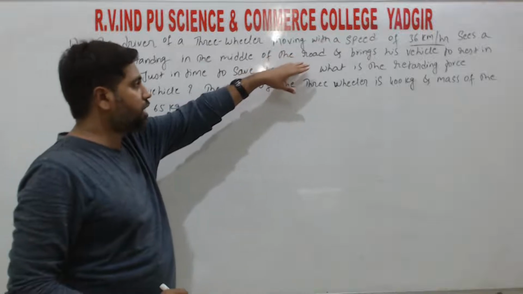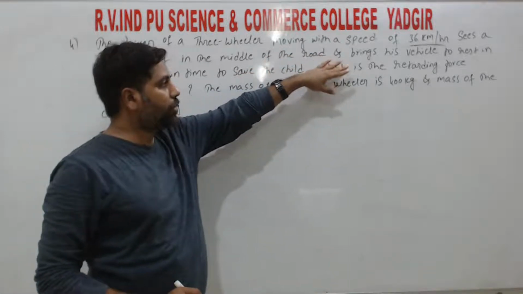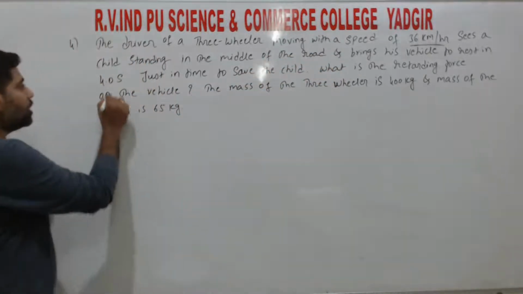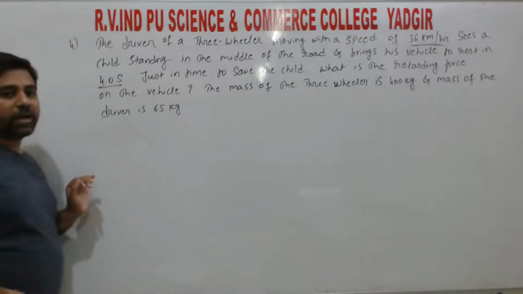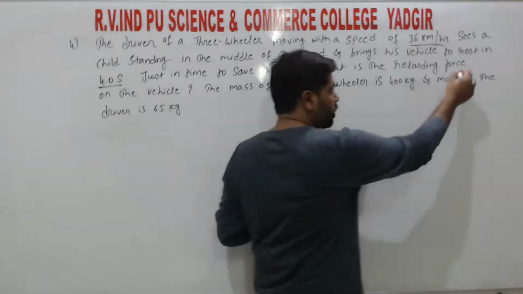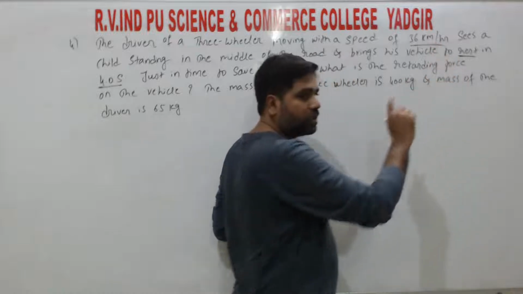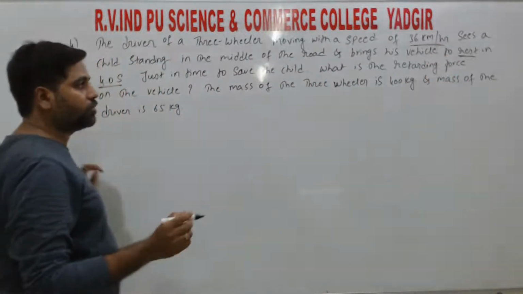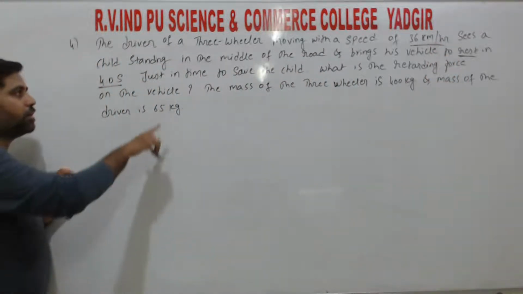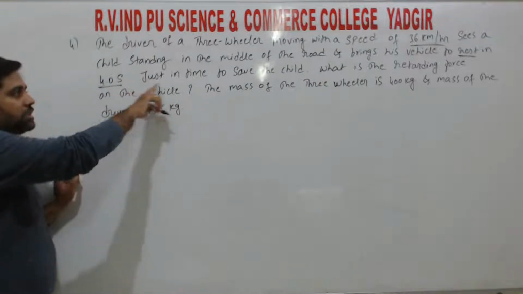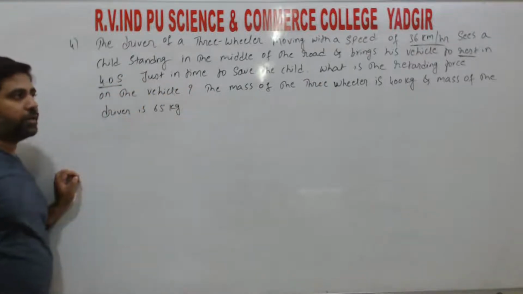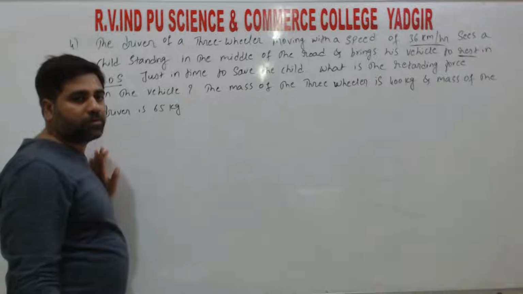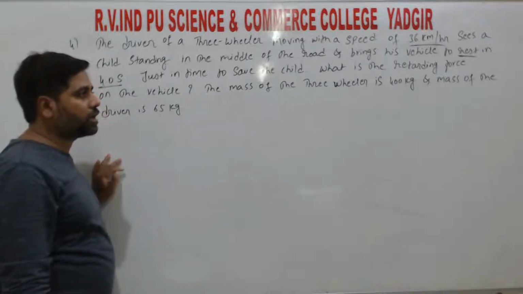He is standing in the middle of the road and brings the vehicle to rest in 4 seconds. So it comes to rest, and its final velocity is always 0, that means v is equal to 0, right? The time given is just this time to save the child. What is the retarding force? That means the opposing force we need to calculate.